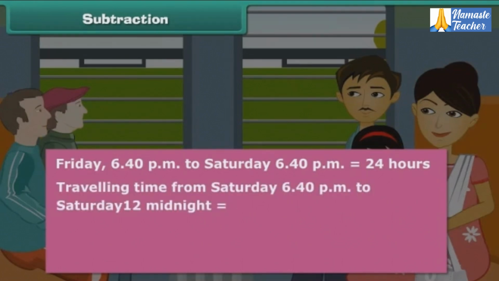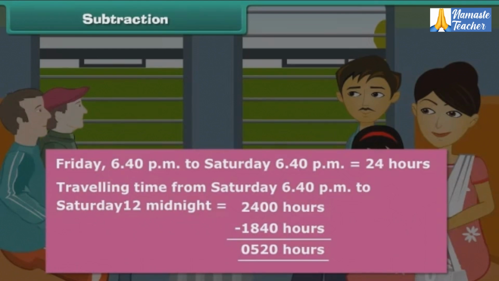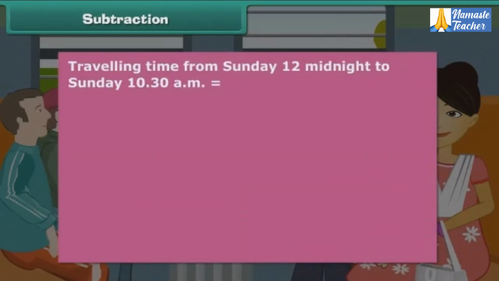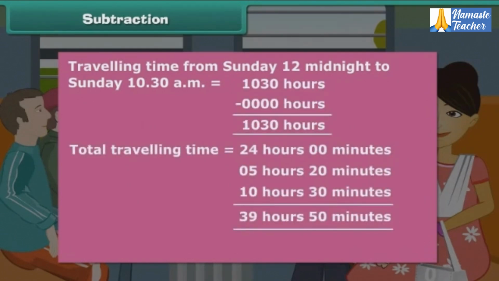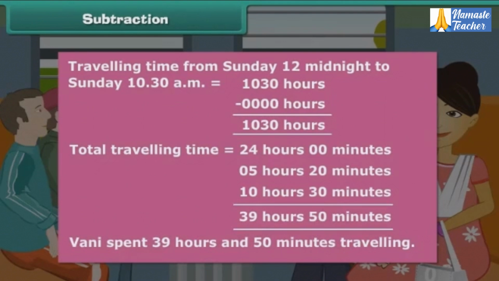Traveling time from Saturday 6:40 p.m. to Saturday 12 midnight is equal to 2400 hours minus 1840 hours, which is equal to 5 hours and 20 minutes. Traveling time from Sunday 12 midnight to Sunday 10:30 a.m. is equal to 10 hours 30 minutes. Total traveling time is equal to 39 hours and 50 minutes. Therefore, Vani spent 39 hours and 50 minutes traveling.